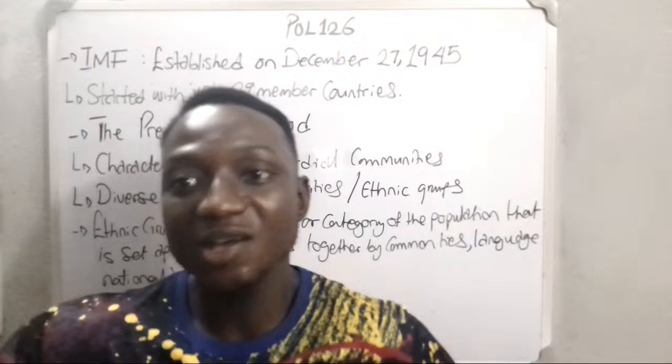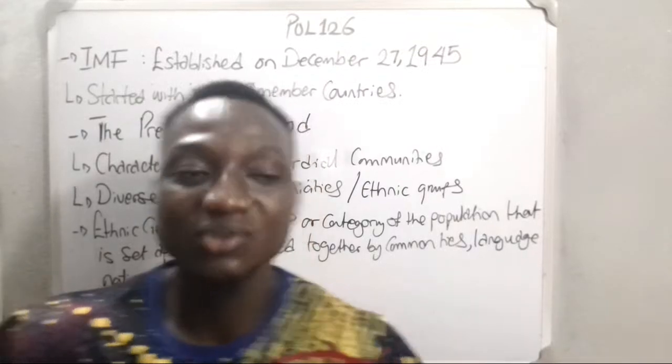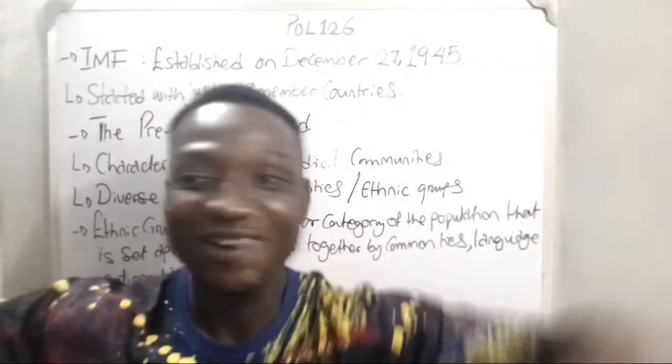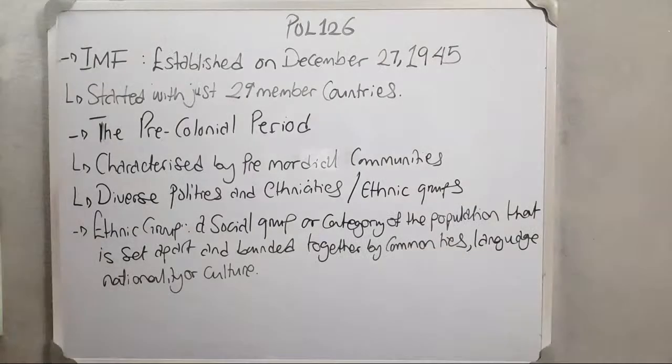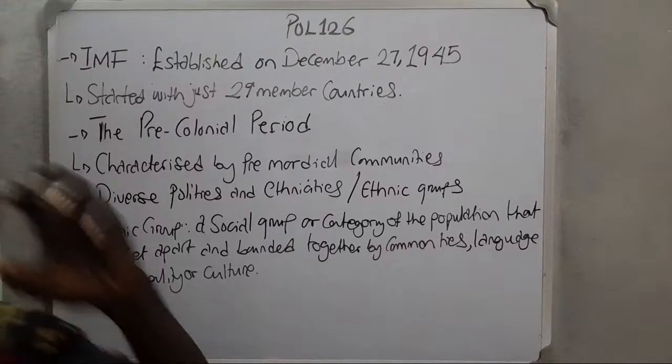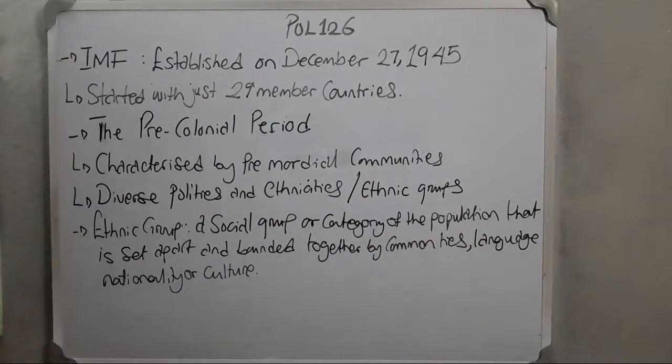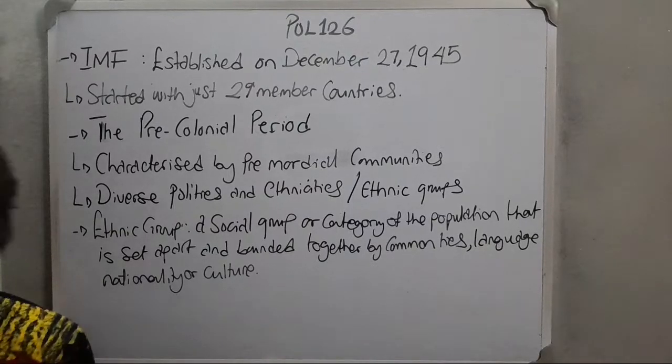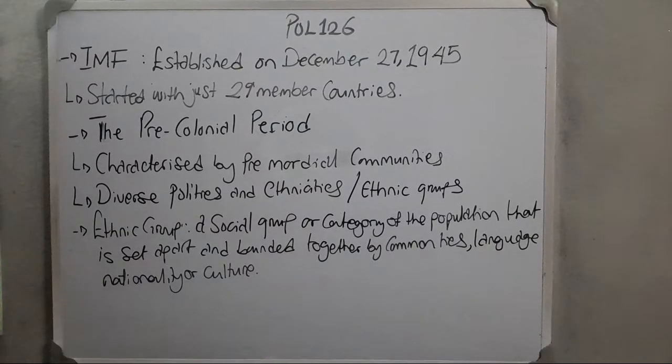Like in Nigeria here we have varieties of ethnic groups. We all are Nigerians, but inside Nigeria there is Nigeria. That's what I'm talking about. So basically the ethnic groups are just very small groups that are tied together by their culture, by their language, and their nationality. So we have that as that. So let's continue.